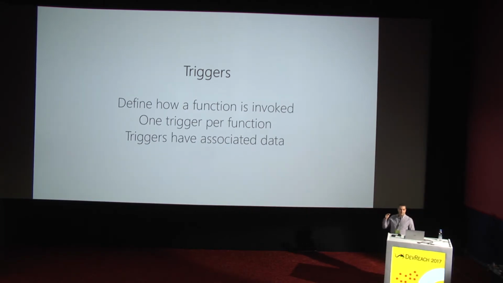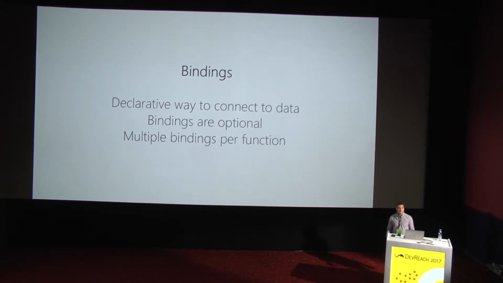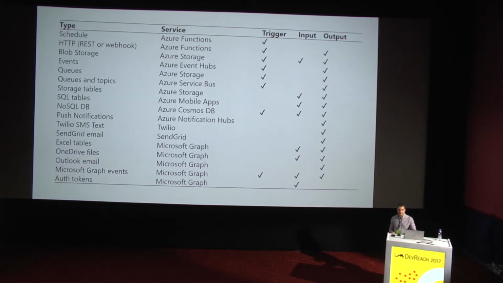Just a summary. Whenever we're creating a function, we have a trigger, something that invokes our function. We can have, of course, one trigger per function. And this trigger can have some kind of data associated with it, and we can very easily access this data. Bindings are the declarative approach to connecting to data. We can have multiple bindings. They are optional, but usually you have multiple bindings per function.